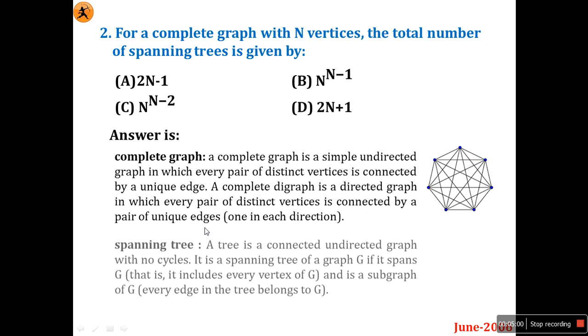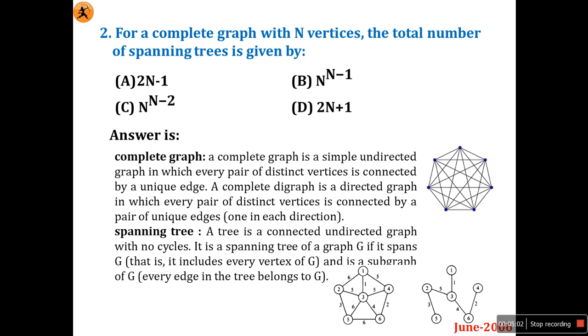Okay, now we'll look at what a spanning tree is. A spanning tree should be a tree. First of all, what does a tree mean? An acyclic graph. A tree with n vertices should have n minus 1 edges. So that is the tree property. But a spanning tree is a special type of tree.